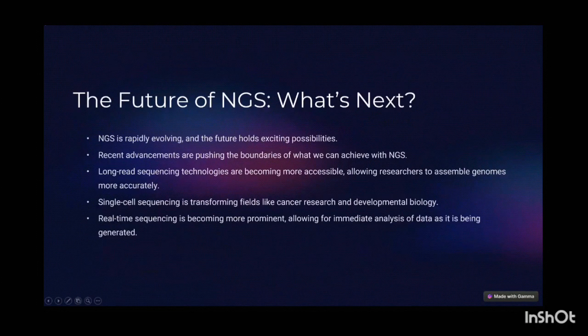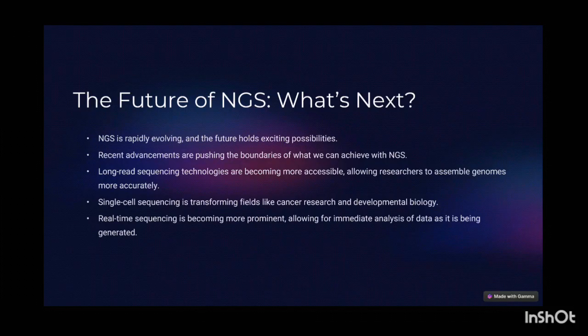So what is the future or the recent advancement in NGS? The field of next generation sequencing is rapidly evolving, and the future holds exciting possibilities. The recent advancements are pushing the boundaries of what we can achieve with NGS, from faster sequencing speeds to more accessible technologies.